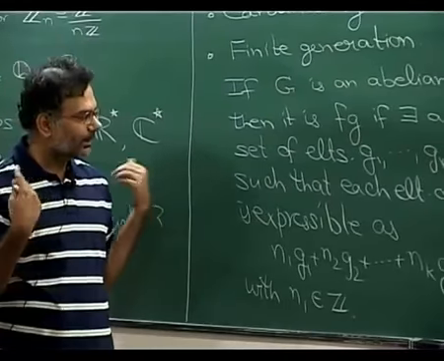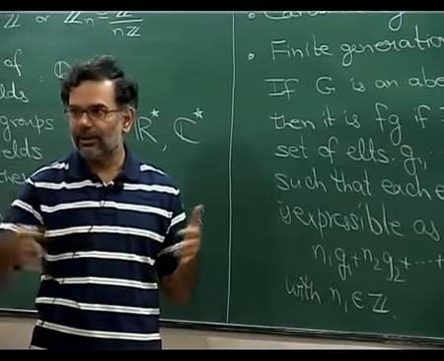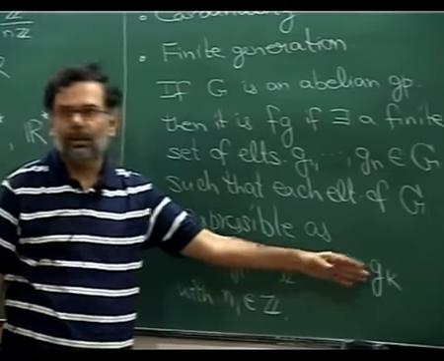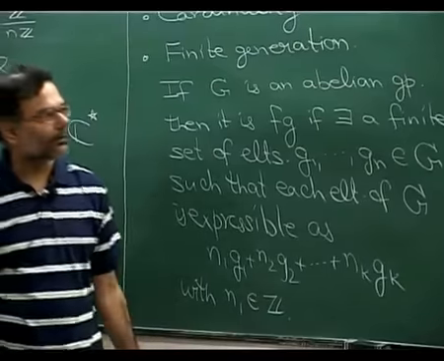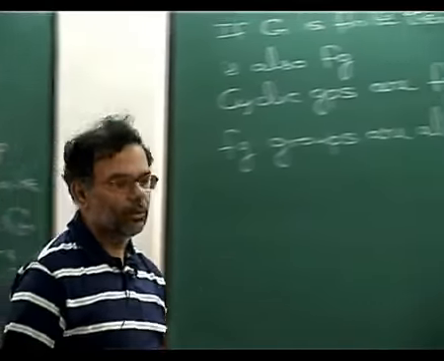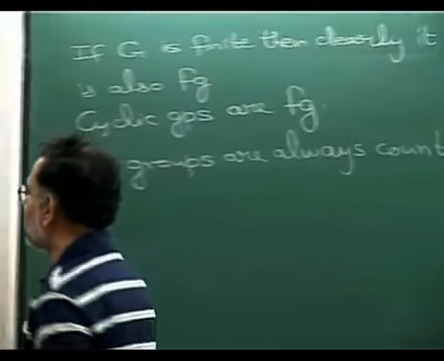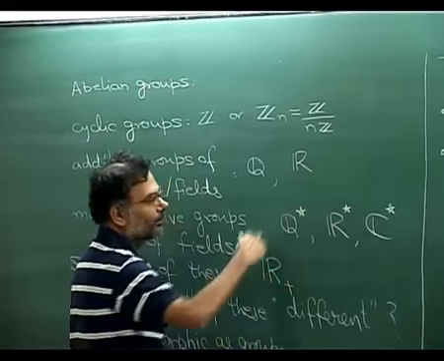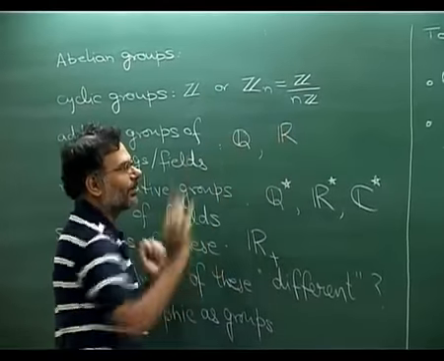Since it maps onto G and that is a countable set, the product of Z with itself a finite number of times is countable. So G will also be a countable thing. So finitely generated groups are always countable. So that rules out all of these. So all of these are not countable. So these are not finitely generated.